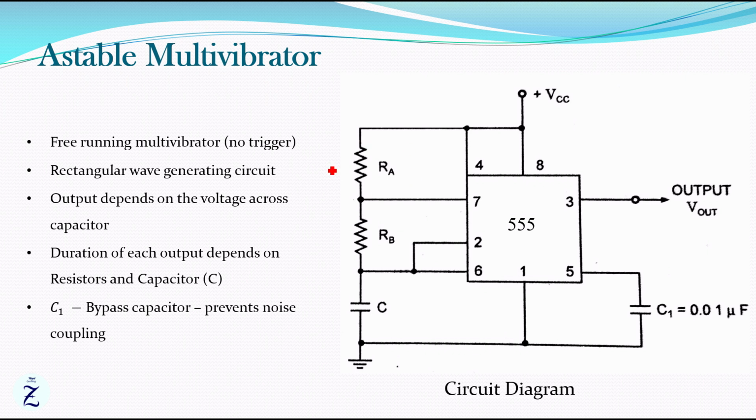There is a resistance RA between pin 7 and VCC, and RB is connected between pins 6 and 7. Here there is a capacitor, C1, connected between pin 5 and ground, which is known as the bypass capacitor. It prevents noise coupling onto this pin.